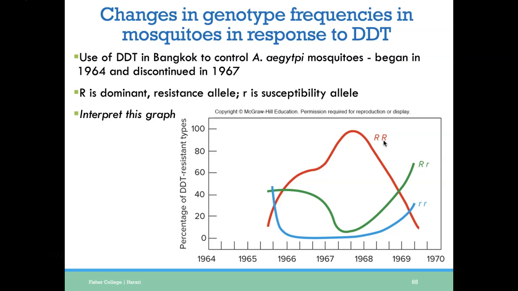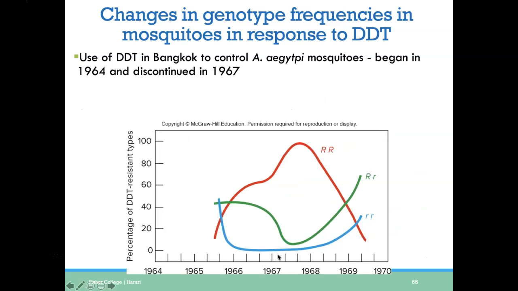So the DDT applications were stopped, and the response of the mosquito population was very interesting. If they stopped in 1967, look what happens 1 year later: all the RRs start to drop, and you see an increase in carriers and the susceptible mosquitoes again. This means that big R genotype conferred a fitness cost. In the absence of DDT, it was actually harmful to have a big R genotype. So the environment changed, and that changed which genotype was most fit.